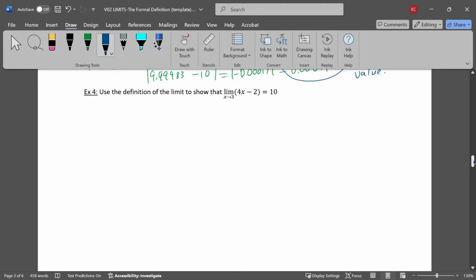Example 4. All right, so now we're going to get to the more pure math side of this. Use the definition of the limit to show that the limit as x approaches 3 of 4x minus 2 is equal to 10. Now, the definition of the limit says for any epsilon. So we can't pick a particular epsilon when we're actually proving that a limit has a certain value. We have to show this true no matter what epsilon value we had involved. So that's a really critical part here.